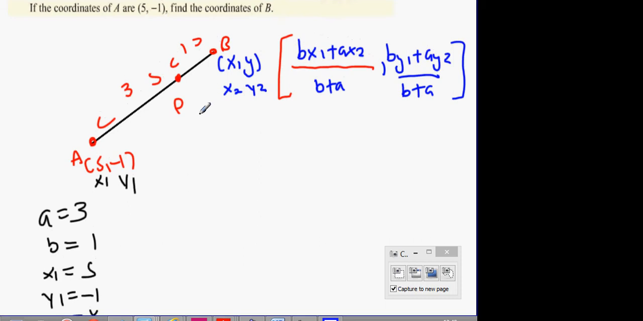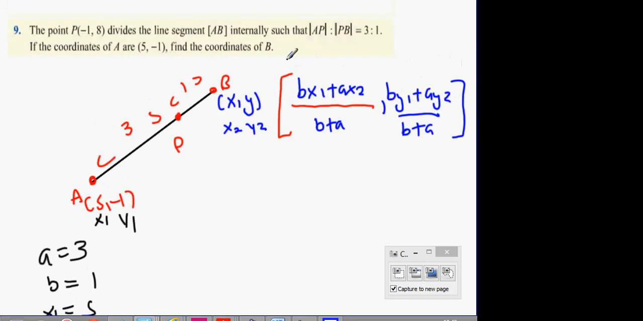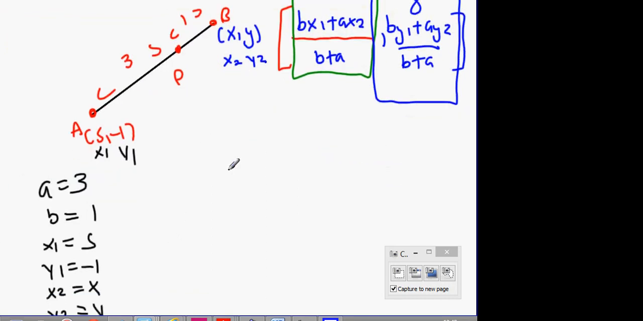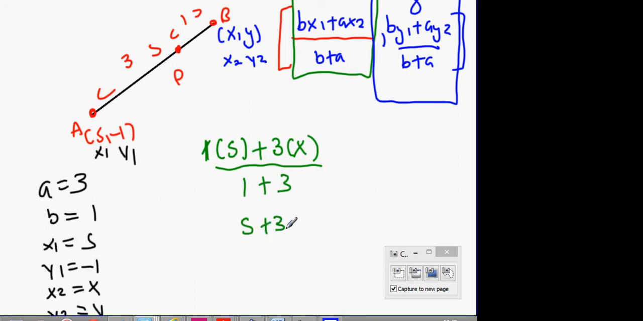Okay, now what we know is that the X value is going to be minus 1, and the Y value is going to be 8. So that's what we do know. So we have two different equations. Start off with the green equation. Bx1 is going to be 1 multiplied by x1, which is 5, plus A times x2, 3 times x, all divided by 1 plus 3. We're going to get 5 plus 3x over 4.